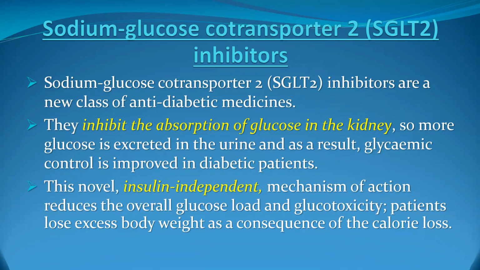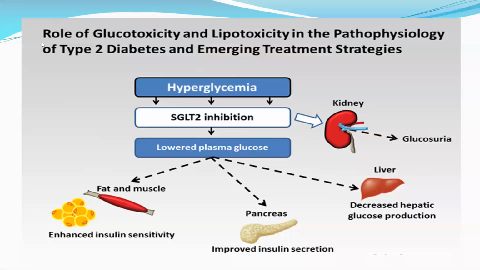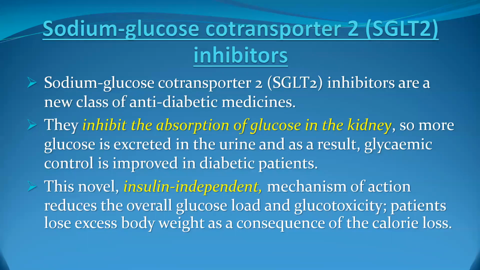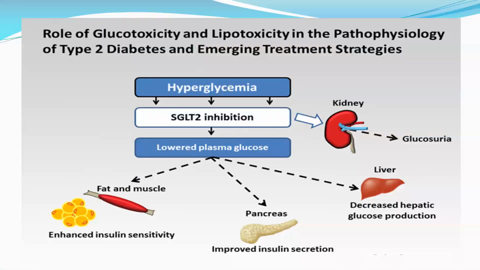This group of medications acts by inhibiting the absorption of glucose by the kidney. This mechanism is entirely independent from insulin, which means once the patient receives those drugs, he will lose a big amount of glucose in the urine. Subsequently, the blood glucose level will drop and the control of blood sugar will be achieved. So sodium glucose cotransporter inhibitors act by increasing the renal loss, inhibiting the absorption of glucose, increasing the loss of glucose in the urine, and subsequently the blood glucose level will drop.